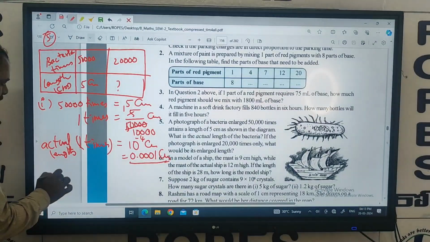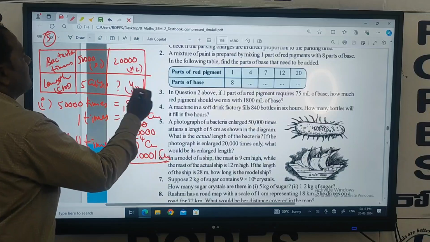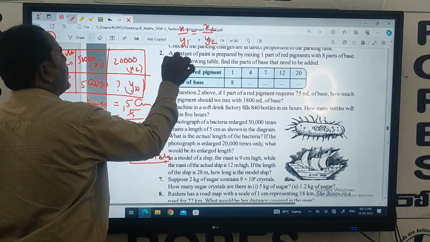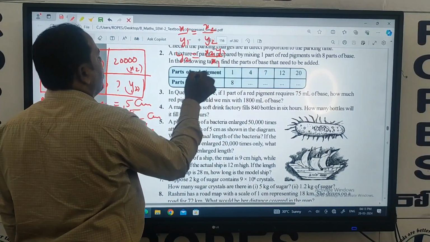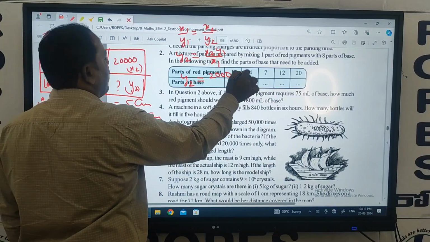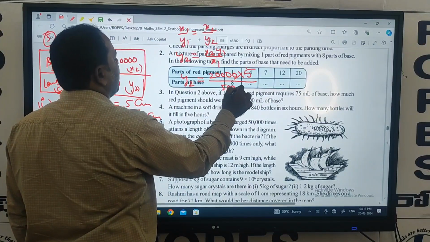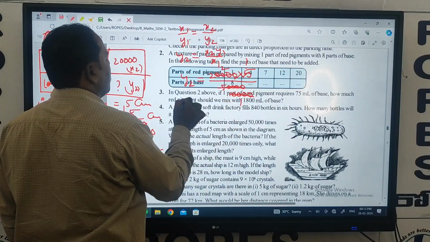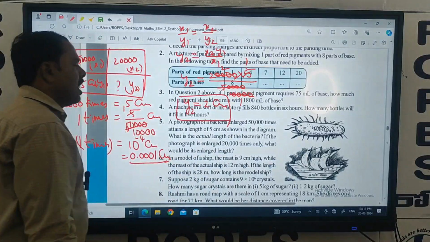So now go to 50,000. Let us take this one as x1, y1, and this one as x2, y2. Then we can solve x1 by y1 is equal to x2 by y2. Now we have to find y2, right? y2 is equal to x2 y1 by x1. So y2 is equal to 20,000 times into 5 centimeters by 50,000. 5 ones are 5, 10,000s are 10,000 ones are 10,000, twos are. Then 20,000 times of bacteria is 2 centimeters. Okay, so that is the answer.